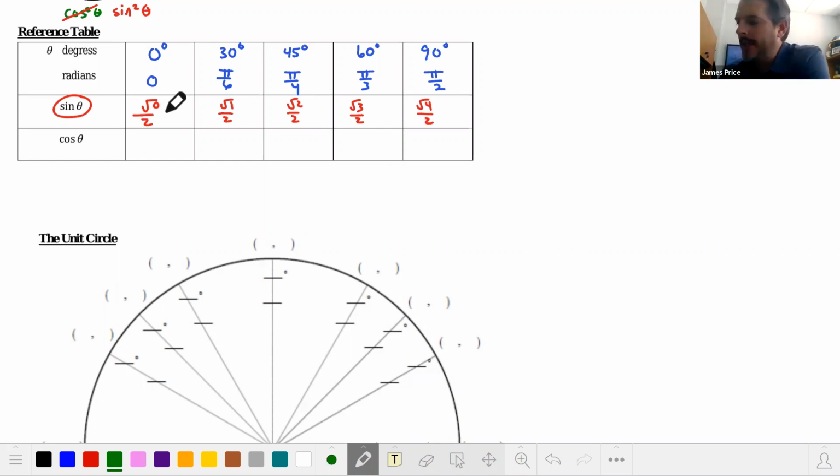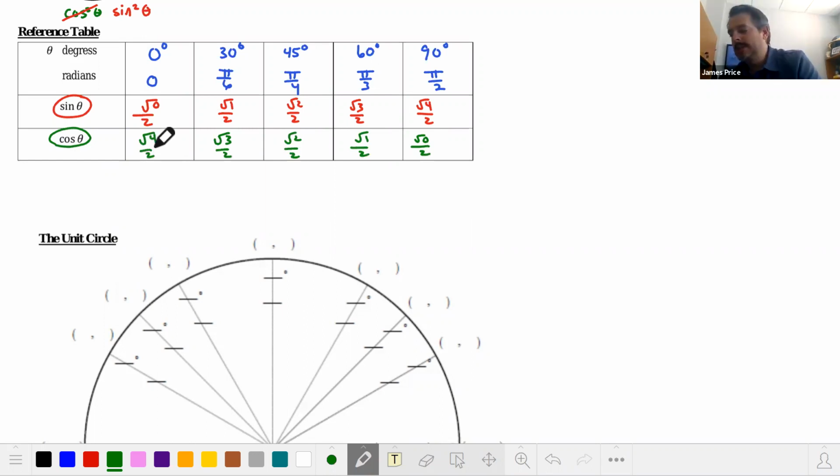And then the cosine of theta is the same as sine, but it's the opposite. So you write square root 4, square root 3. So you just basically count down: square root of 2, square root of 1, and square root of 0. So there's this nice little pattern, and they're all divided by 2.